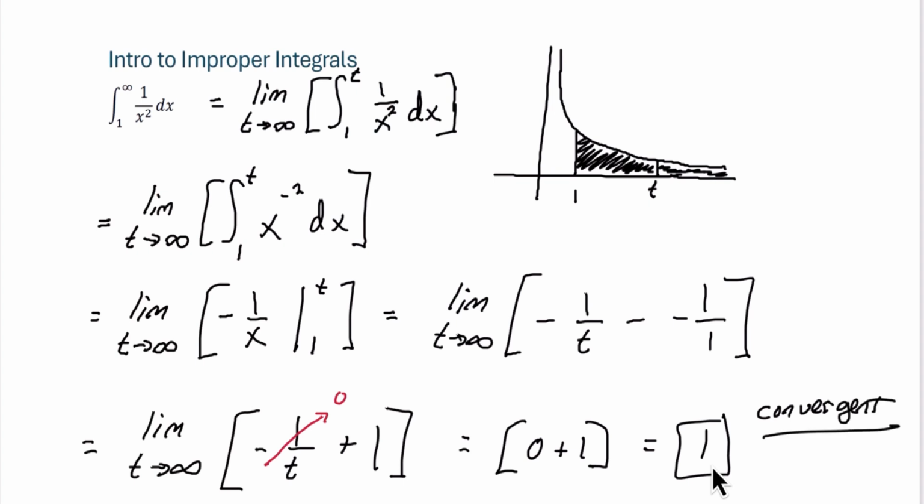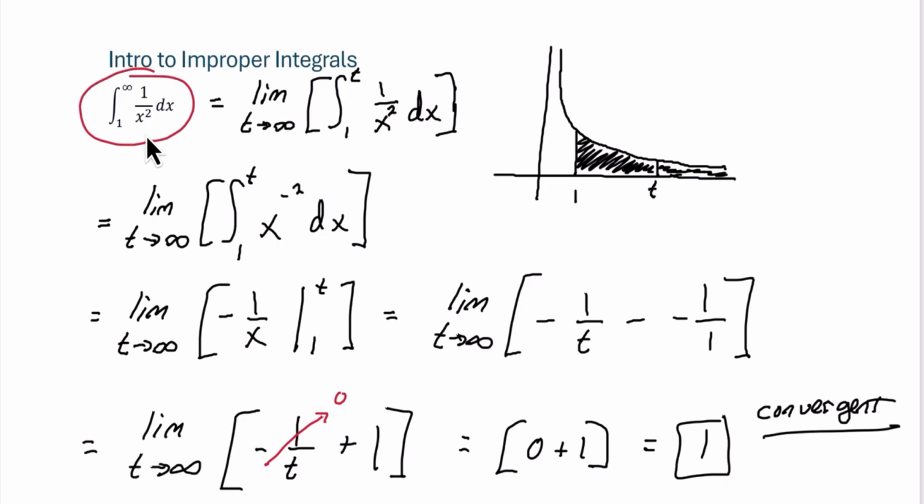That original integral that we had up here, we can now say that this is convergent because it converges to a finite number. If on the other hand, the limit had ended up being infinity or negative infinity, we would say the integral is divergent. We'll see some of those examples in future videos.